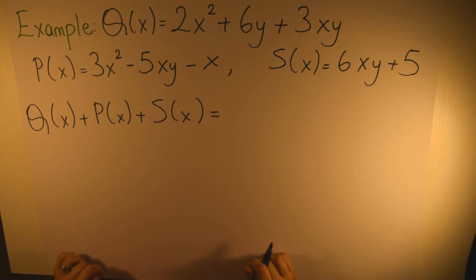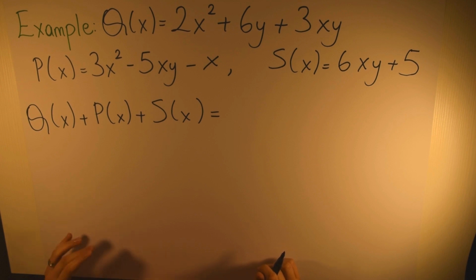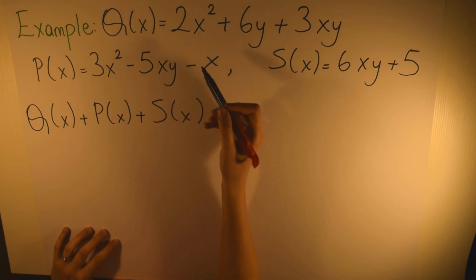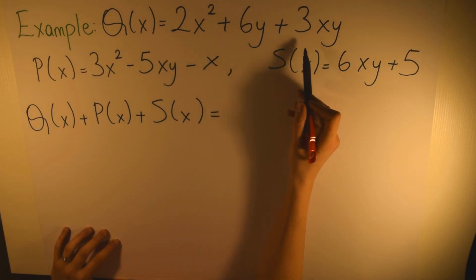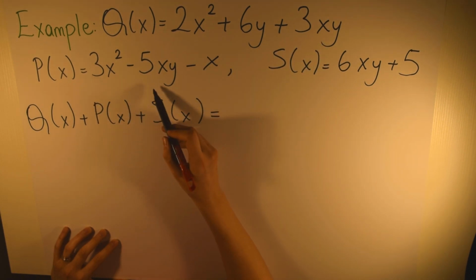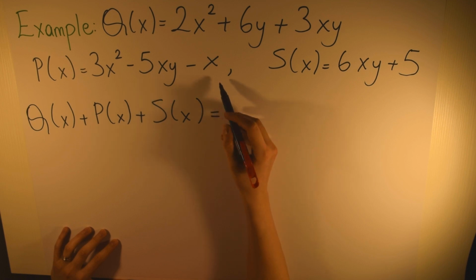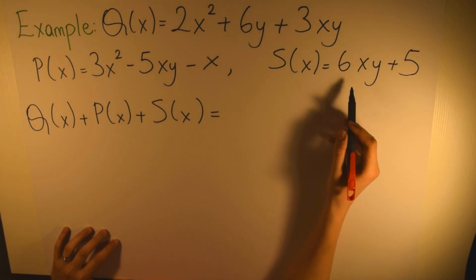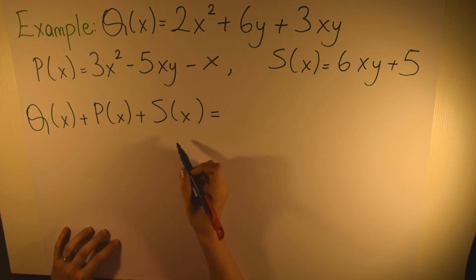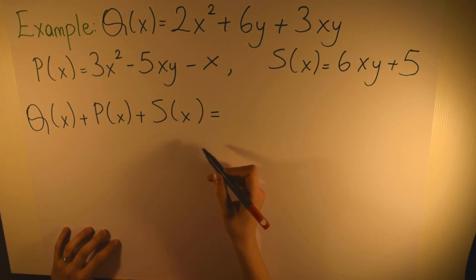Okay, now let's see how we should solve when we have 3 different polynomials and 2 unknowns. This is actually the same, but you just have to be careful with the coefficients. Let's see, we have qx is equal to 2x squared plus 6y plus 3xy. Px is equal to 3x squared minus 5xy minus x, and sx is equal to 6xy plus 5, and qx plus px plus sx is asked.